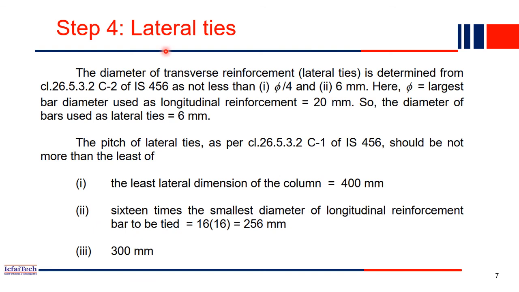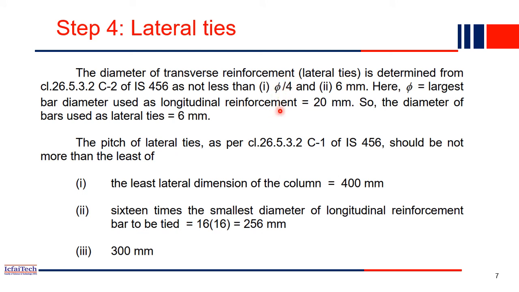Now in step 4, the last step, we have to find the lateral ties, the transverse reinforcement. Where will we get it? In clause number 26.5.3.2 C2 it is mentioned that the diameter of the transverse reinforcement shall not be less than φ by 4. What is φ? φ is the dimension of the longitudinal bar. The longitudinal bars we provided are 20 mm, 6 of 20 mm bar and 2 of 16 mm bar.